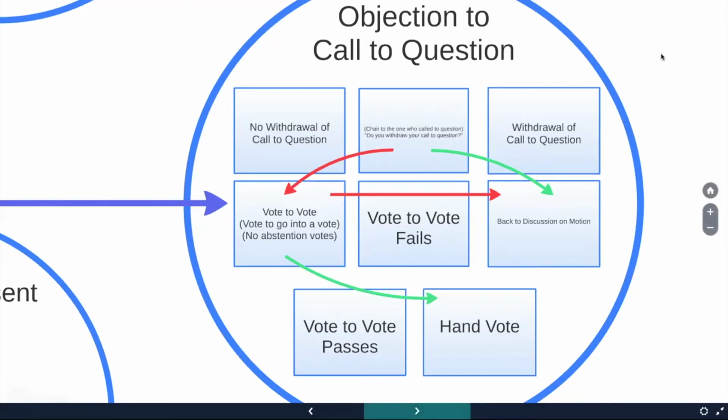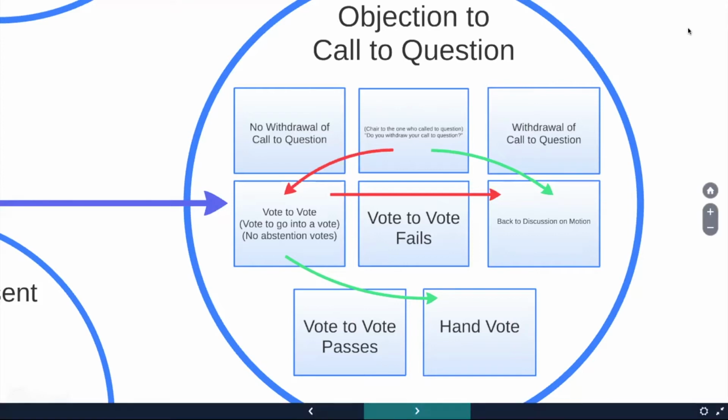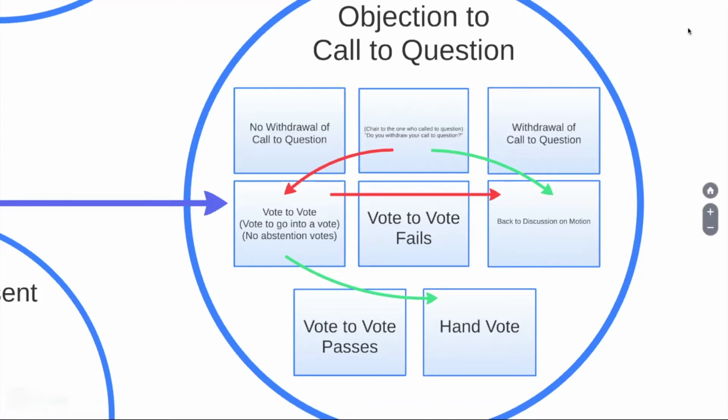If the vote to vote fails, that means the committee decided collectively that they want to go back into discussion on the motion. If the committee decides collectively that they would like to take a vote, then the vote to vote passes, right? We have all decided we're going to move forward and take a vote, or if it fails, we've all decided, nope, we're going to go back into discussion. If the vote to vote passes, you're then going to go into what's called a hand vote. This is helpful for a few reasons.